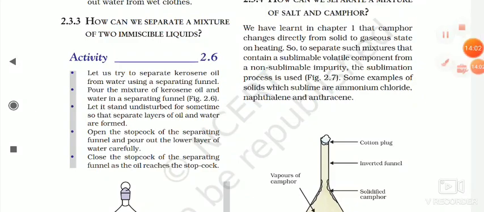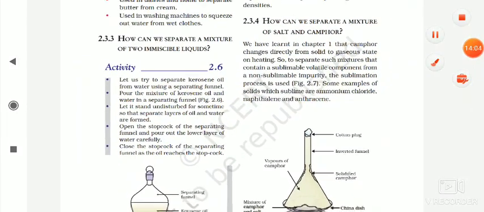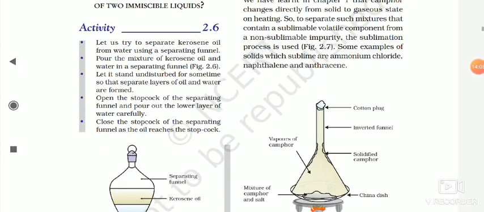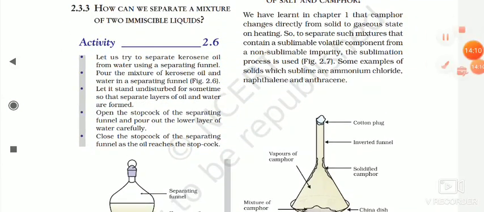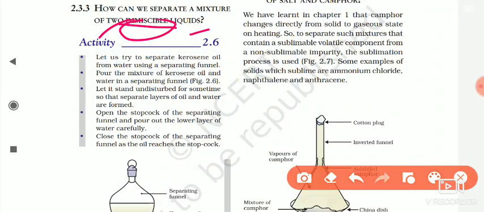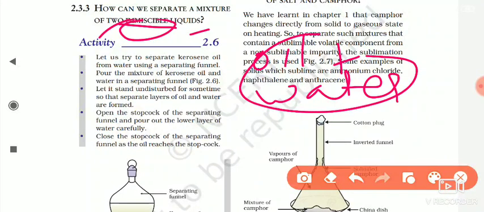Now the next is very easy. How can we separate a mixture of two immiscible liquids? Immiscible liquids means the liquids which cannot be mixed with each other. For example, oil and water. These are immiscible liquids. They cannot mix with each other.